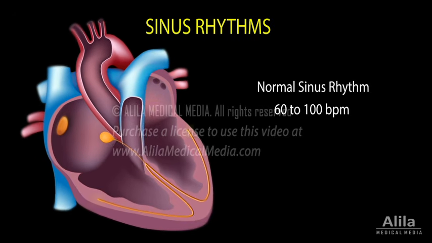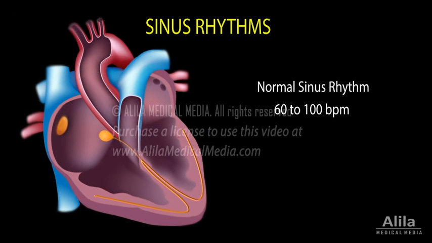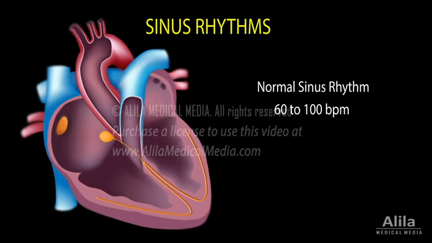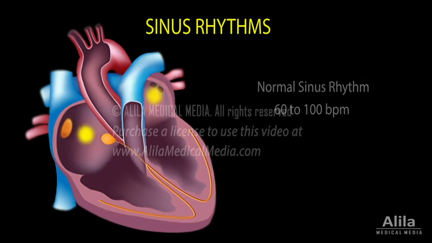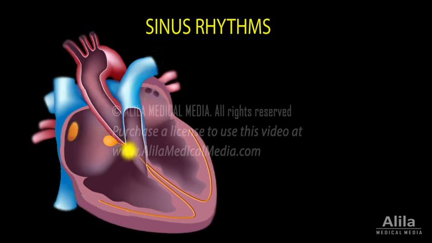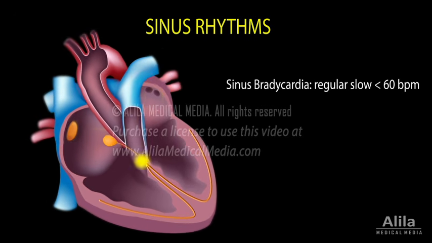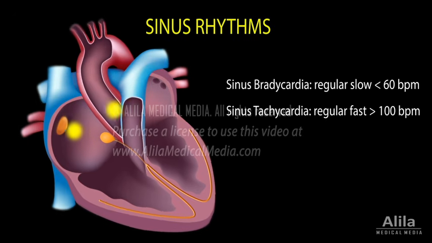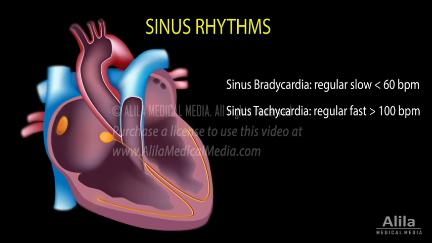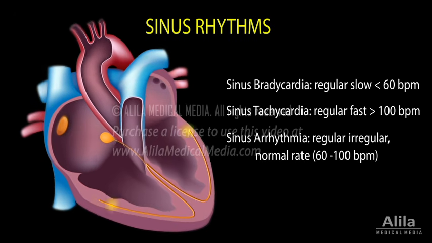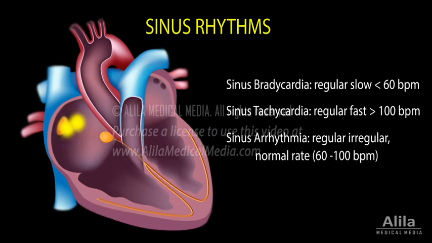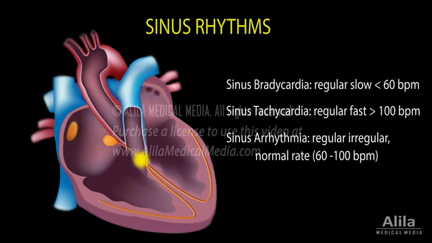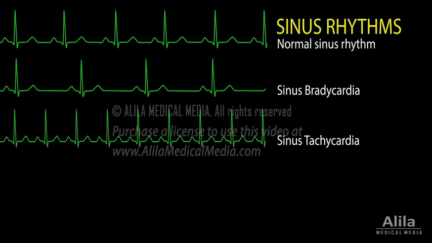Normally, the SA node fires 60 to 100 times per minute, resulting in a normal heart rate of 60 to 100 beats per minute. Common variations include sinus bradycardia, a regular rhythm with a slower than normal rate, sinus tachycardia, a regular rhythm with a faster than normal rate, and sinus arrhythmia, a regular irregular rhythm typically within the normal rate. Sinus bradycardia and sinus tachycardia may be normal or pathological depending on the underlying cause.